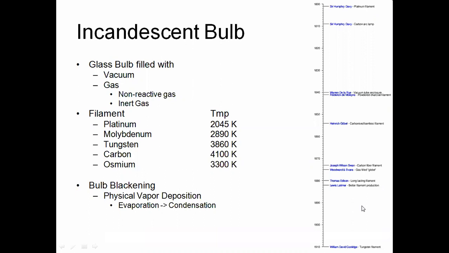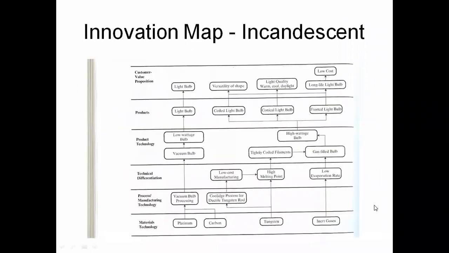So in this lecture, we are going to continue from the previous slides. If you remember, we have seen the incandescent and halogen bulb. This innovation map I explained about the incandescent bulb: what are the different materials used, what is the process to develop this incandescent bulb, the technical differentiation, the product technology, and at last the customer value proposition, isn't it?